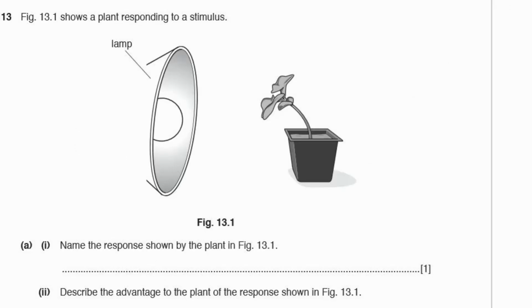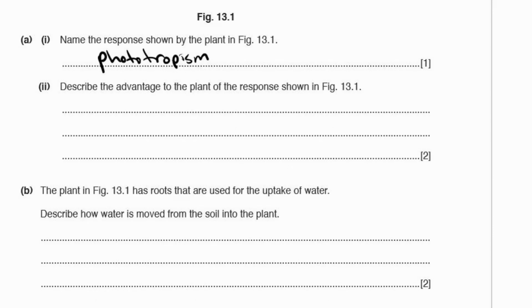Excellent. And we're back for question 13, which is the final question on this paper, and it's a biology question. So figure 13.1 shows a plant responding to a stimulus. Name the response shown by the plant in figure 13.1. Now that is known as phototropism. Photo meaning light, and tropism is basically movement towards it.